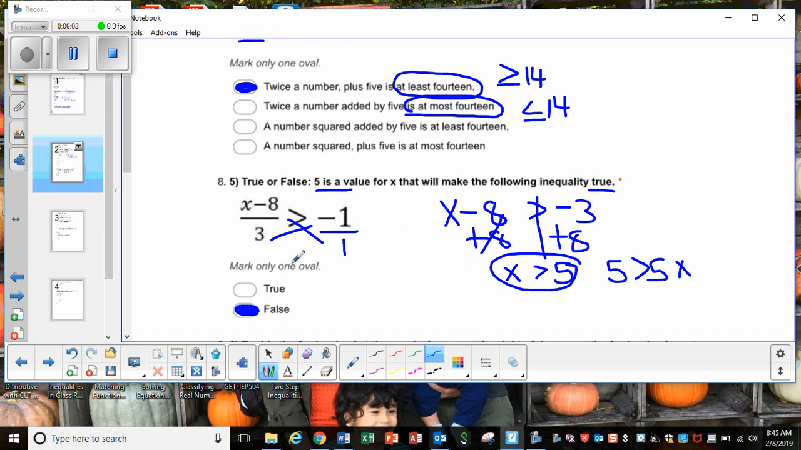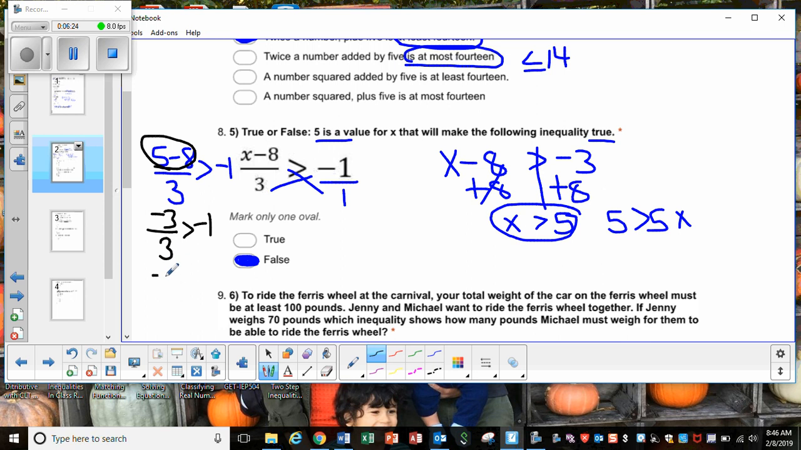You could also plug in 5 here for x, subtract 8, and divide by 3 to see if you get a value greater than negative 1. PEMDAS says to do 5 minus 8 first, which is negative 3, then divide by 3 to see if you get a number greater than negative 1. Well, negative 3 divided by 3 is negative 1, therefore negative 1 is not greater than negative 1. So whether you choose the substitution method or the solving method, they both show that 5 is not a solution to the inequality.